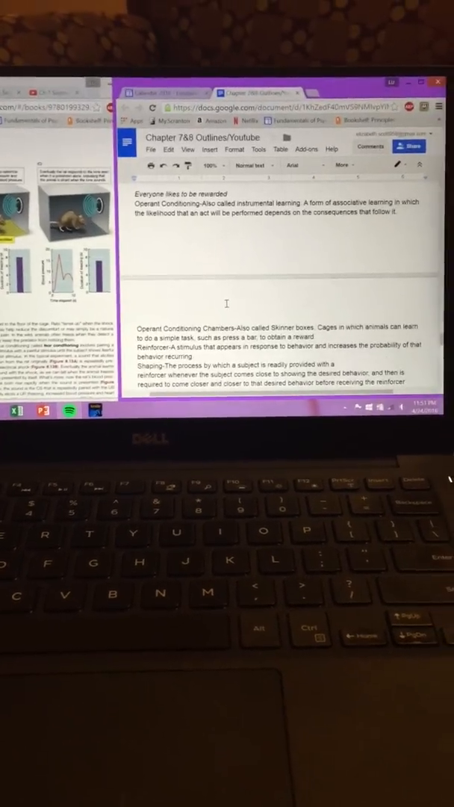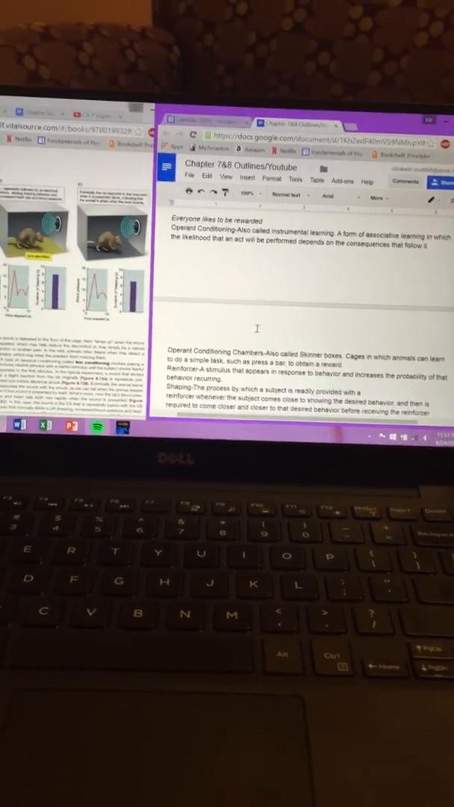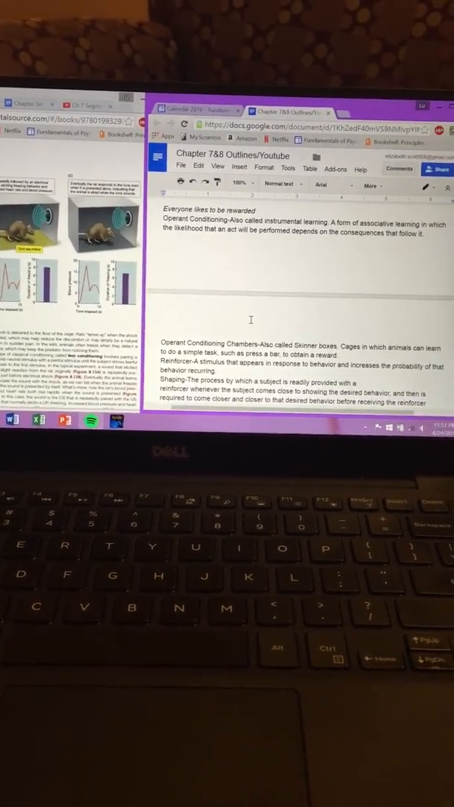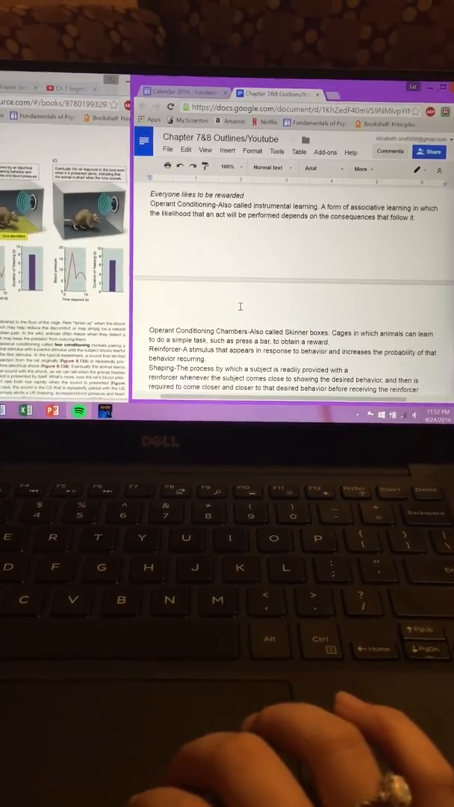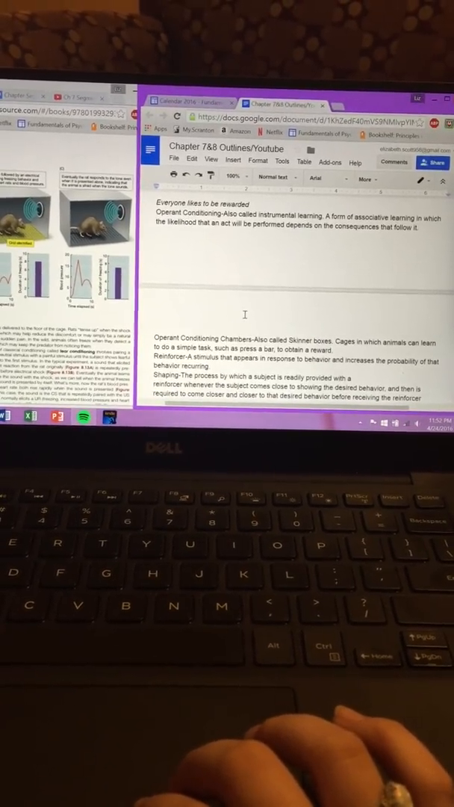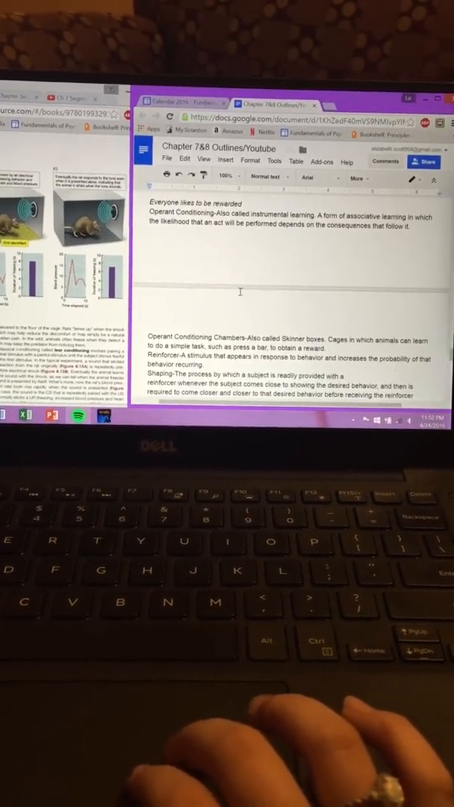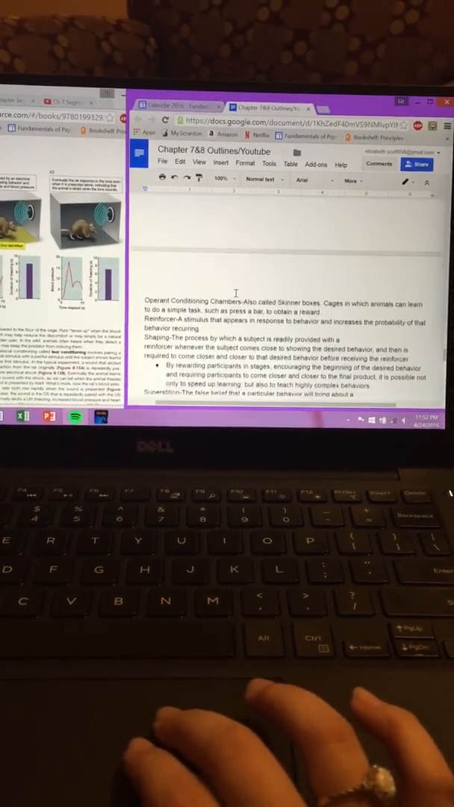Everyone likes to be rewarded, which is part of conditioning. And operant conditioning, also called instrumental learning, is a form of associative learning in which the likelihood that an act will be performed depends on the consequences that follow.